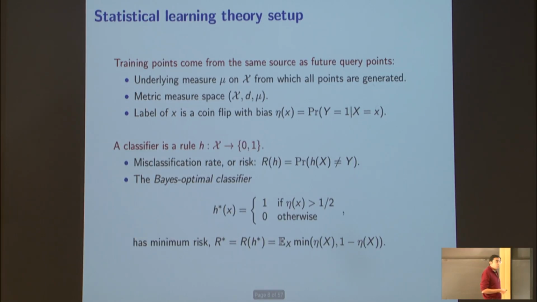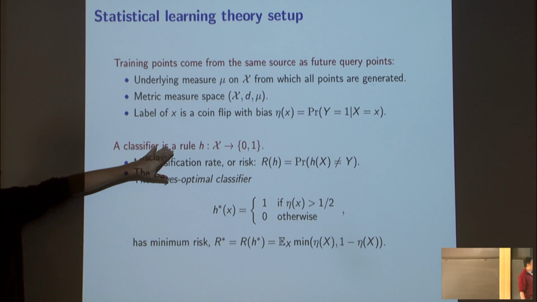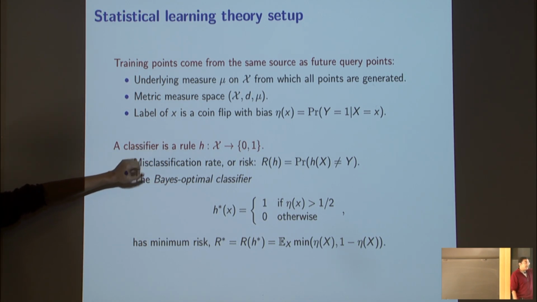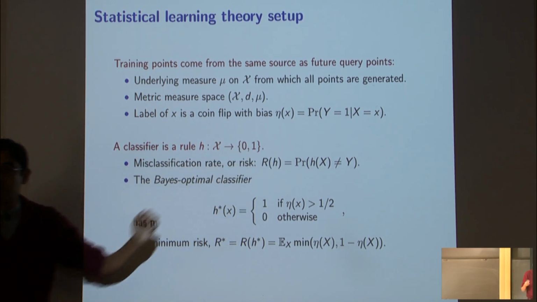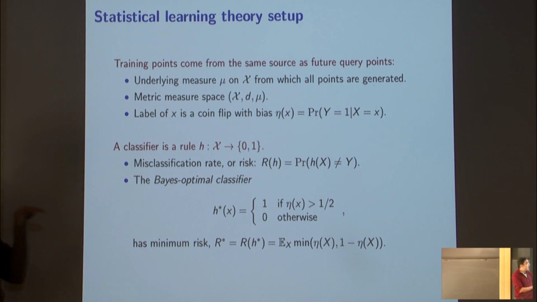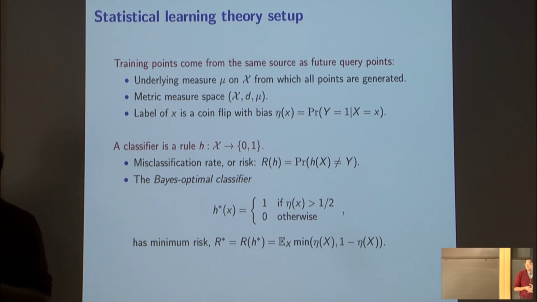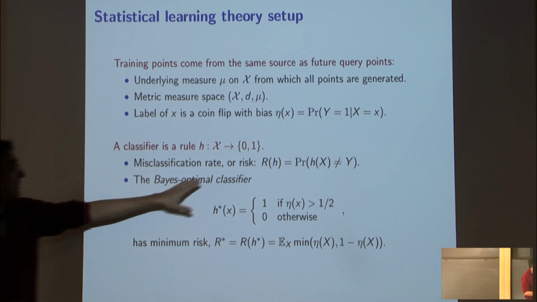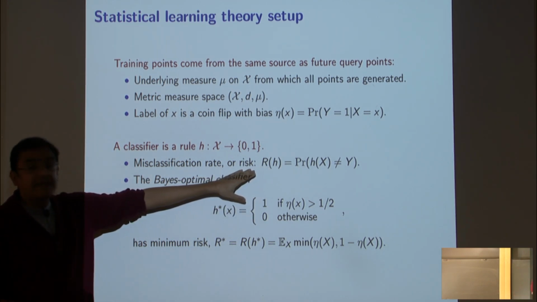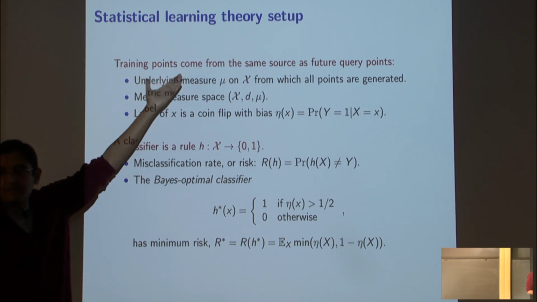Now, what the nearest neighbor method is producing, and what machine learning methods produce, is a classifier, which is a rule that takes any point in x and makes a prediction, 0 or 1. The quality of the classifier is judged by the number of mistakes it makes, and that's usually called its risk. So it's the probability that it's wrong on points from this underlying distribution.